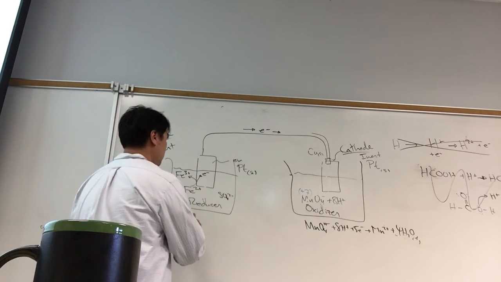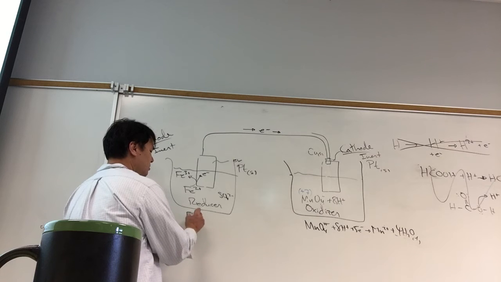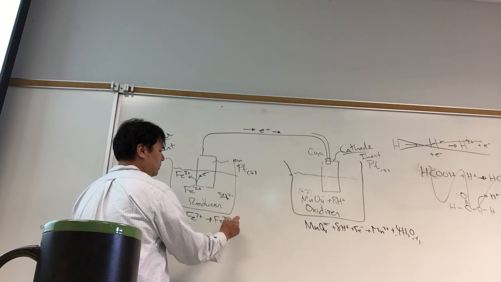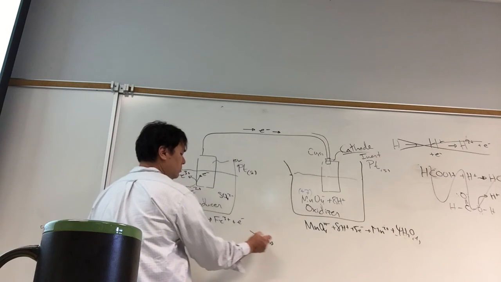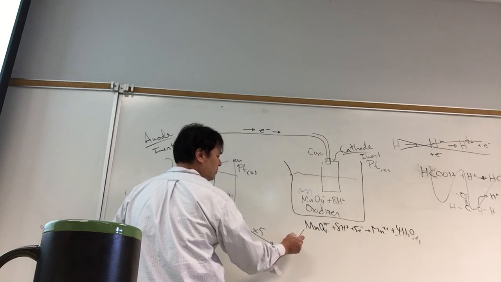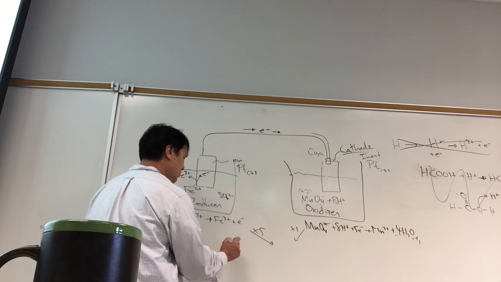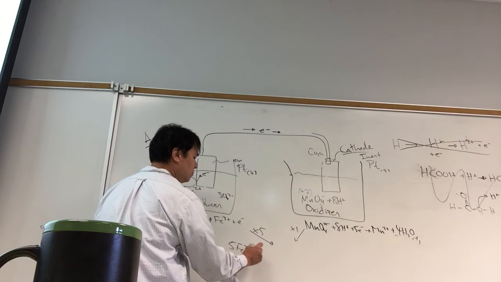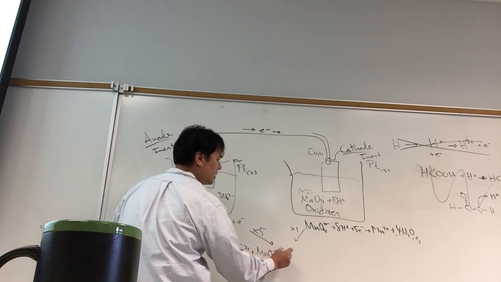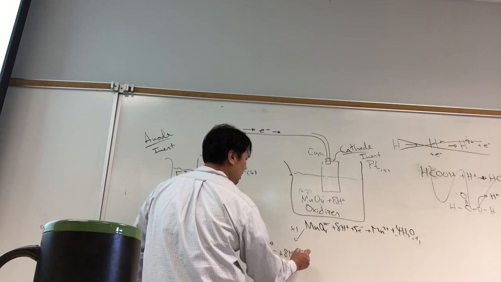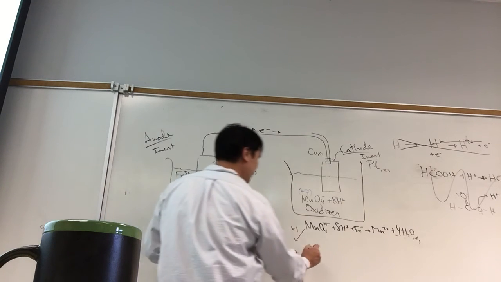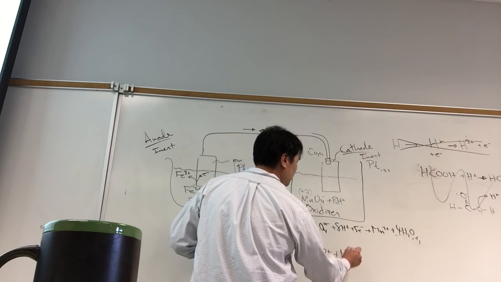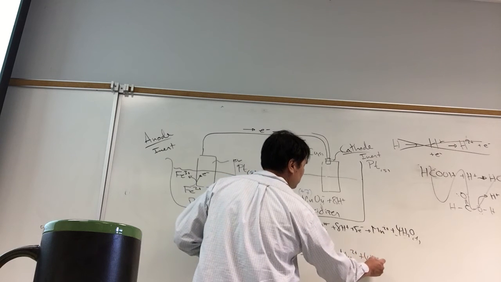The way we balance these is by adding up the 2 half reactions. So this is iron 2 plus goes to iron 3 plus and an electron. By changing the coefficient, this one we multiply by 5, and this one we just multiply by 1. And so the net reaction is 5 Fe2+ plus 1 permanganate plus 8 H+. The electrons cancel, so I'm not even going to write those. It yields 5 Fe3+ plus Mn2+ plus 4 H2O liquid.